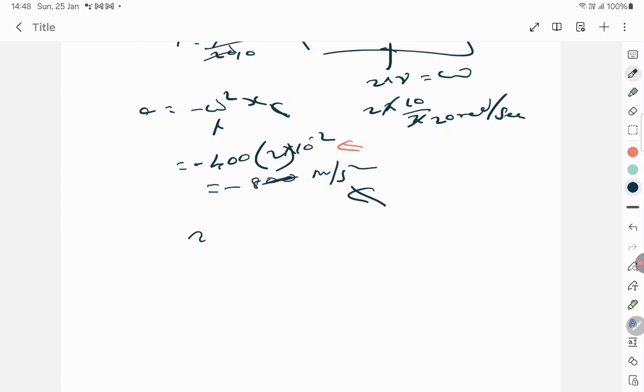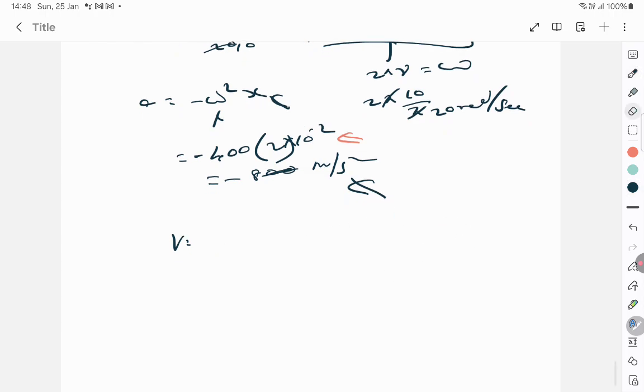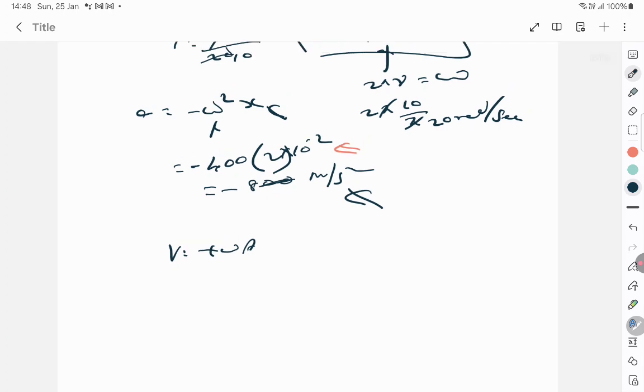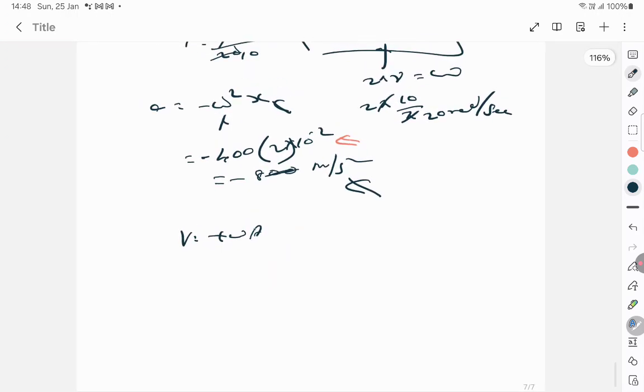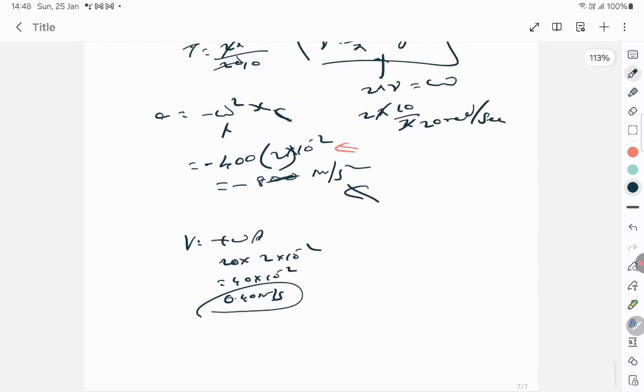Maximum speed they're asking. The maximum speed, from the graph itself I taught you, is plus omega into A, the maximum velocity. So you know the amplitude. Do you know the amplitude? Amplitude is the extension with which you have extended, which you can take as 2. So 2 centimeter, 2 into 10 to the power minus 2. Omega you found out to be 20. So it's 40 into 10 to the power minus 2, which is 0.40 meter per second, the maximum speed.